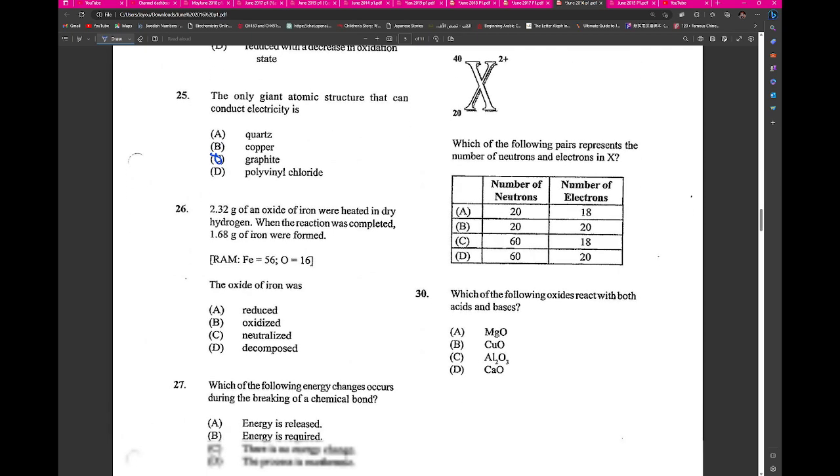So here we're seeing that 2.32 grams of oxide of iron is heated with dry hydrogen. When the reaction is completed, you have 1.68 grams of iron formed. So we know that it moves from iron oxide to iron, and we know that reduction can be the loss of oxygen, right? So we have that, so it is reduced.